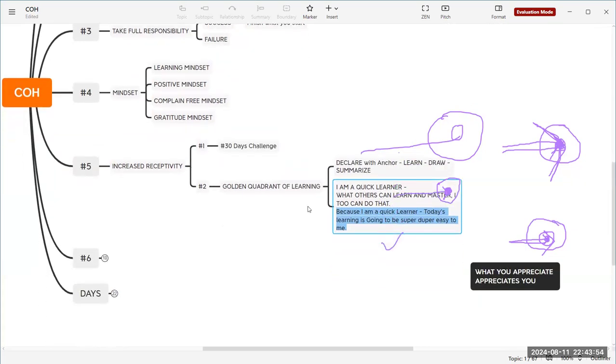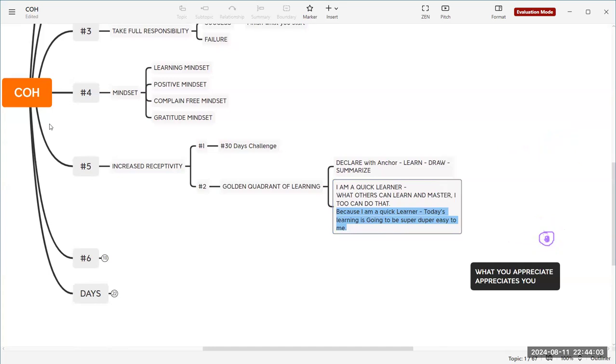Yes, it is going to be because you said so. And remember, now you know the importance of this declaration, the importance of the anchor. And tomorrow I'm not going to explain it at all.